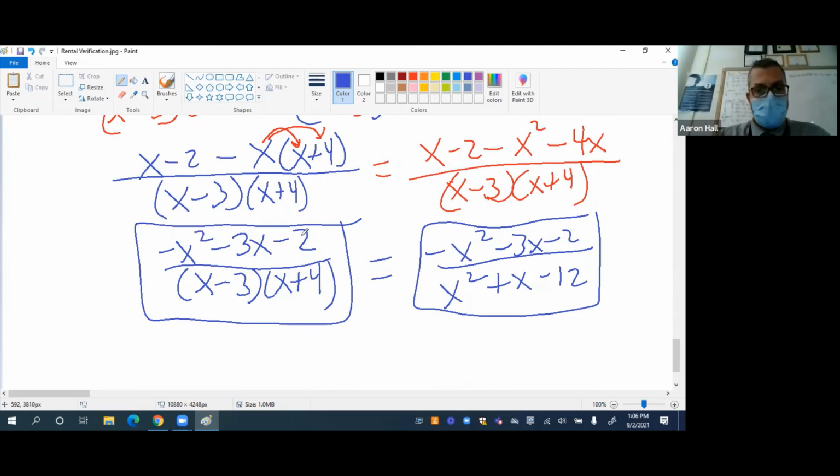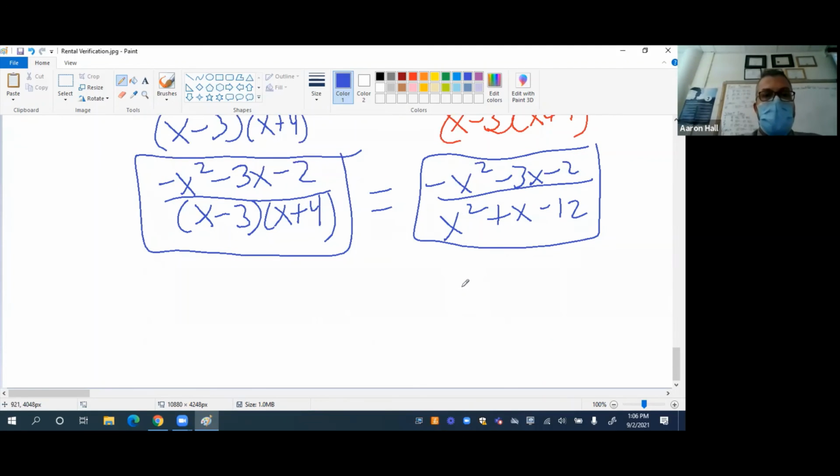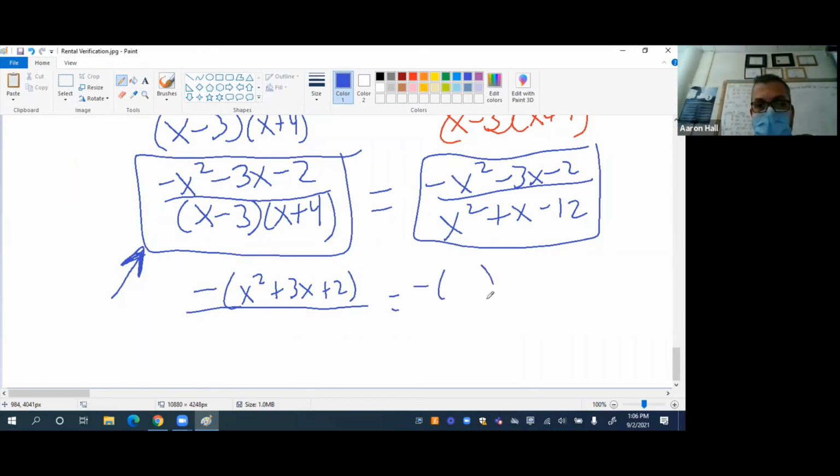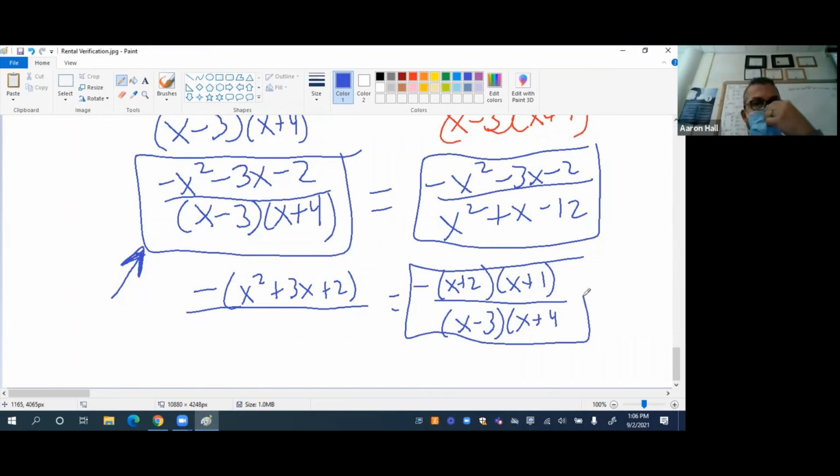Can this be factored? Yes. Okay, so first of all, I do want to say I'm okay with this. Yeah, let's see. So if I factored it, let's factor out a negative. So I get negative and then x squared plus 3x plus 2, right? So what could it be factored to now? That becomes x plus 2, x plus 1, all over x minus 3 and x plus 4. Yeah, I'm okay with any of those.